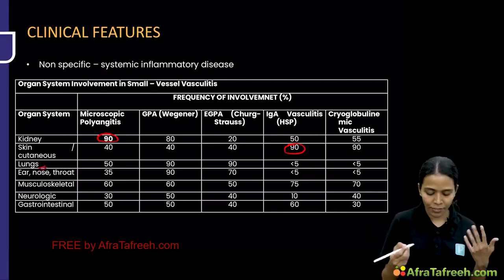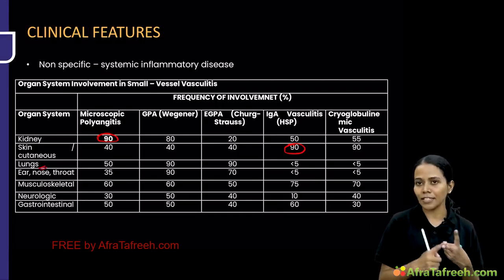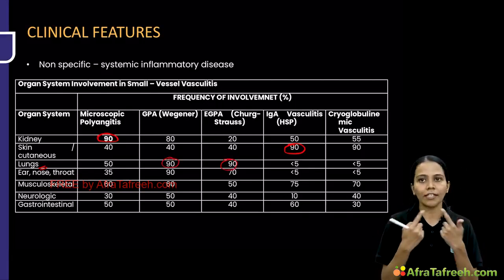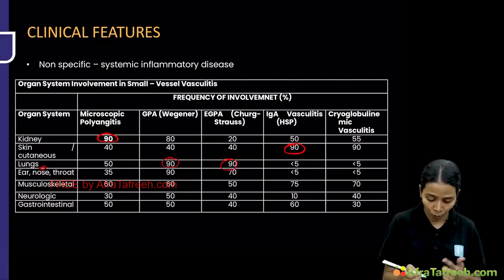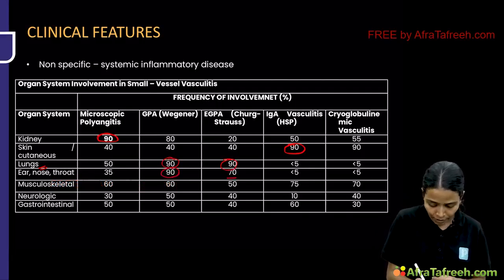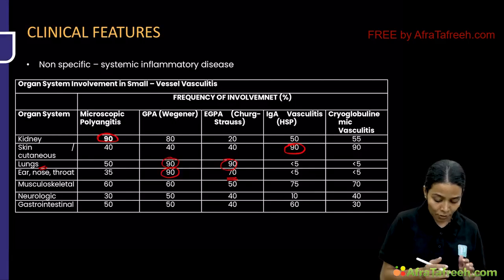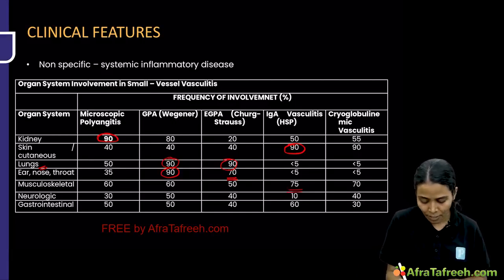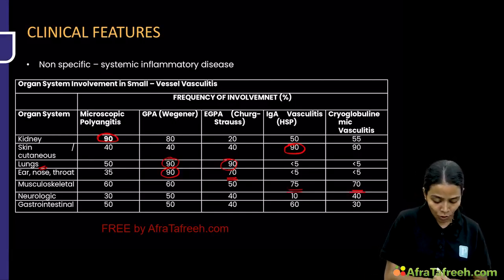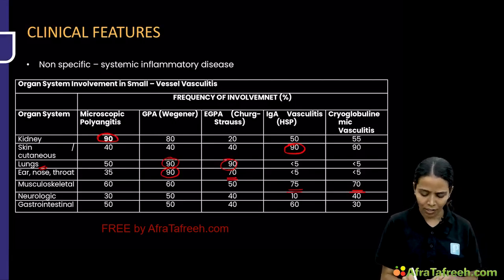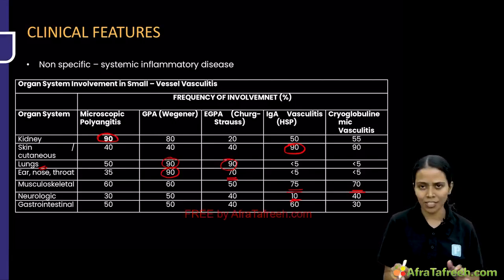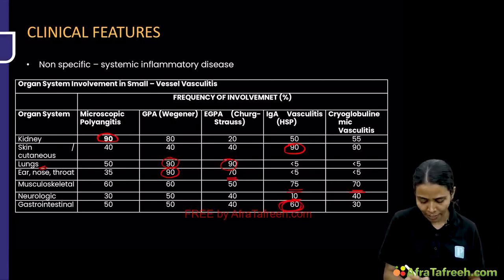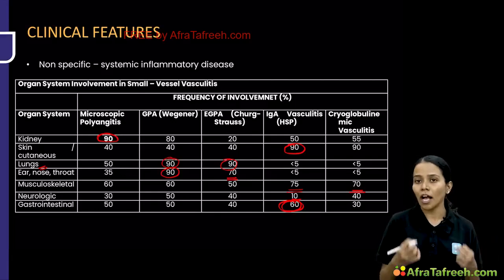Then coming to lungs. Lungs we can guess that GPA, that is Wegener's, and EGPA, that is Churg-Strauss, is going to be most common involvement. Ear, nose and throat. Again, we can guess that upper respiratory tract involvement is more common with Wegener's, and it's also seen in Churg-Strauss. Musculoskeletal involvement is more so seen in cryoglobulinemia and IgA because they present with arthralgia and rashes. Neurologic involvement is seen in all conditions, but least in IgA vasculitis, but around 50% of all conditions. Gastrointestinal again will be more common with IgA vasculitis, that they are going to present with abdominal pain.